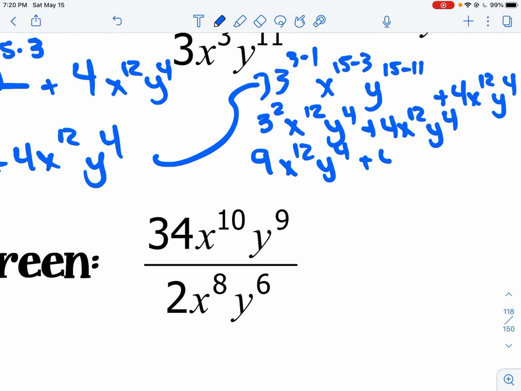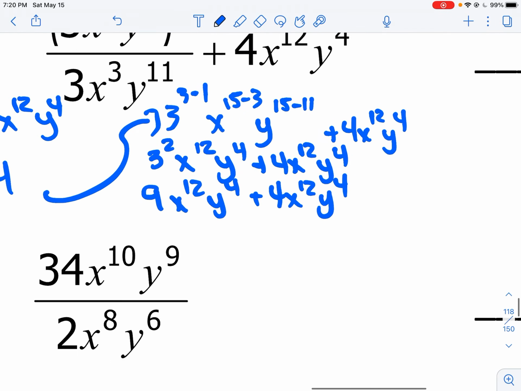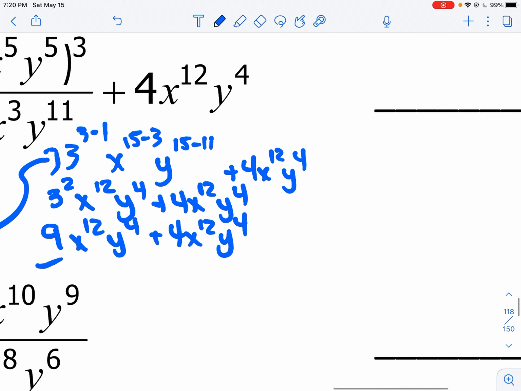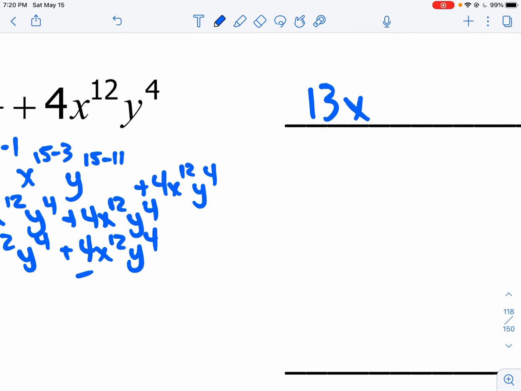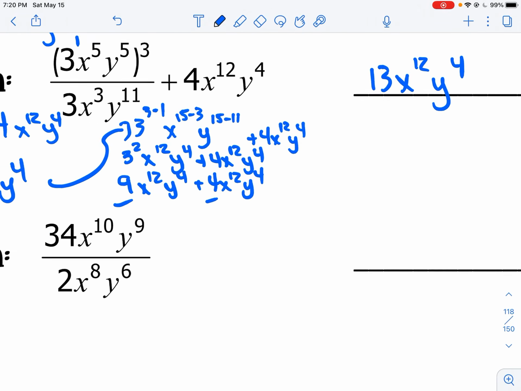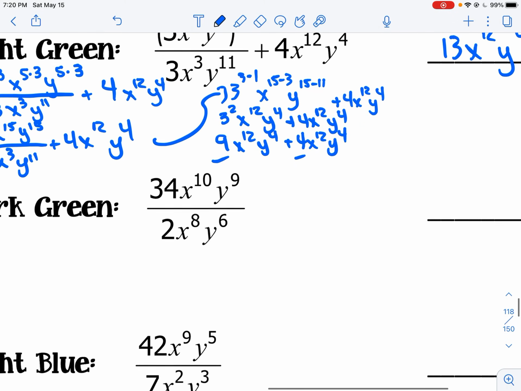Now, if you look at it, we have x to the 12th and y to the 4th on both of these. So all we do is add the coefficients. So that would get me 13x to the 12th, y to the 4th. And I know that we did one like that.